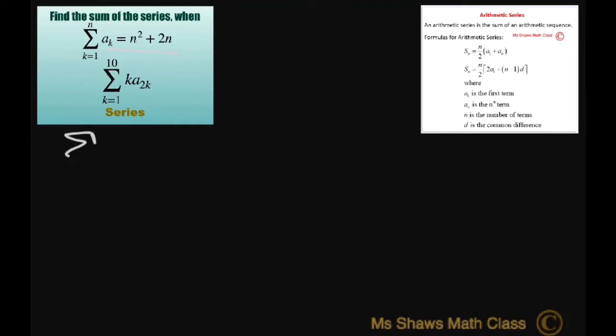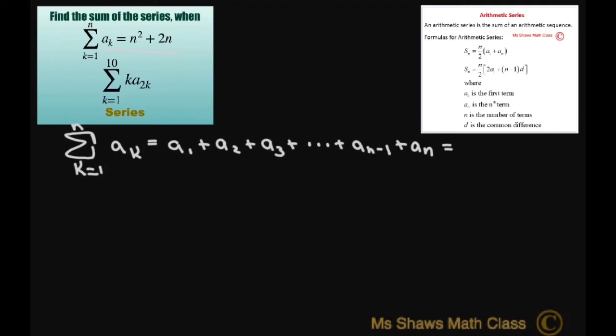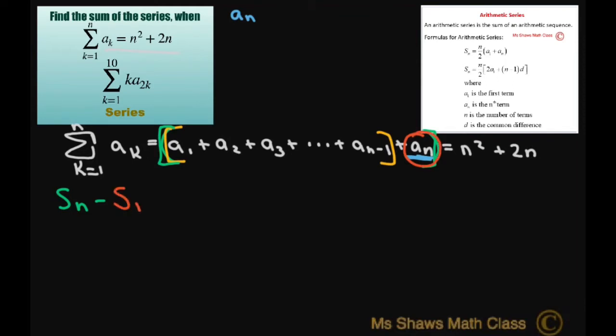So this is really the sum from k equals 1 to n of a sub k, and that equals a sub 1 plus a sub 2 plus a sub 3 plus dot dot dot plus a sub n minus 1 plus a sub n, and this equals n squared plus 2n. Now we want to find a sub n. To find a sub n here, we take this whole sum, which would be s sub n, and subtract this sum from here to here. If we take the larger sum in green and subtract the other sum, we'll be left with this term right here, a sub n. So we're going to subtract s sub n minus 1.